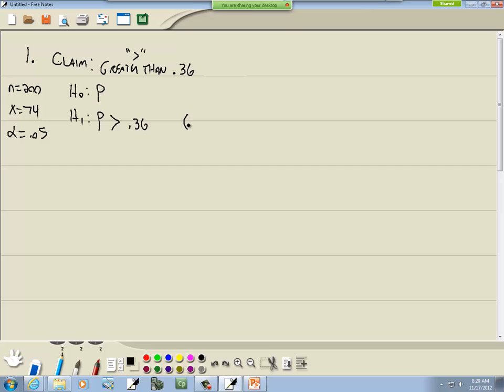The only symbols you can put here are less than, greater than, or not equal to. The only symbols you can put here are less than or equal to, greater than or equal to, or equal to. Now these are opposites of each other, so if this is greater than, this has to be less than or equal to.